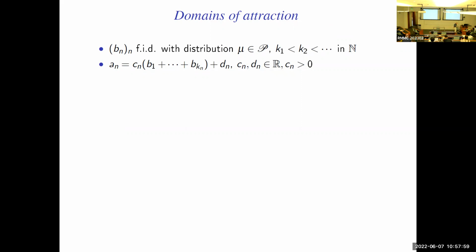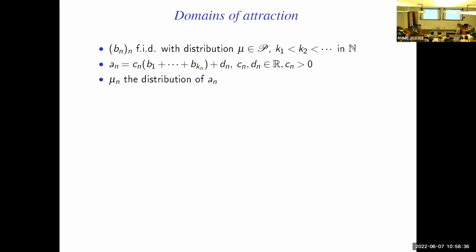Suppose that you have a sequence Bn of free identically distributed random variables with common distribution mu, and you also have a sequence of integers k1, k2, kn that goes to infinity, and you denote by an a kind of average of these variables. So you take the sum of b1, b2 up to bkn. Notice it's not n. It could be more than n. It's at least n, but could be more. Multiplied by cn and add a constant dn.